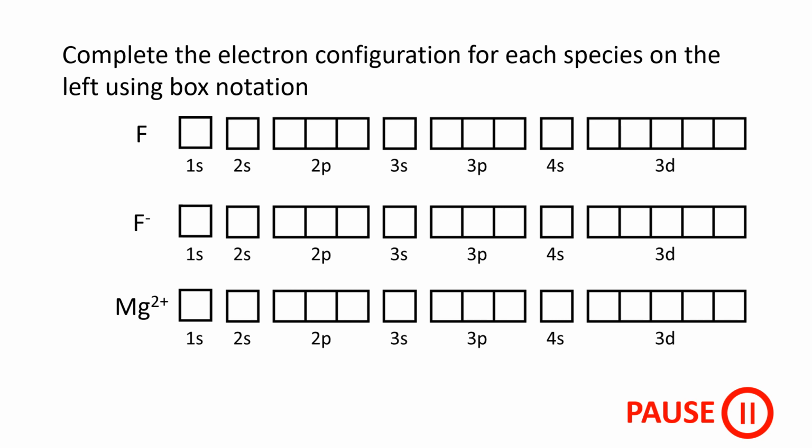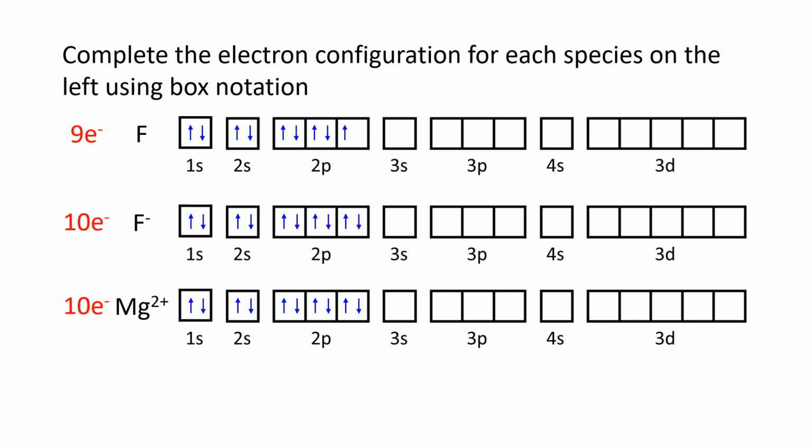This time I've included ions as well. Complete the electron configuration for each species on the left using box notation. From the datasheet, we can find the proton number of each species. For the ions, add or subtract the electrons to get the correct charge. There are 9 electrons in a fluorine atom. There are 10 electrons in a fluoride F- ion, and there are also 10 electrons in a magnesium Mg2+ ion. The answers are given in blue. Notice that the F- ion and the Mg2+ ion both have the same electron structure.